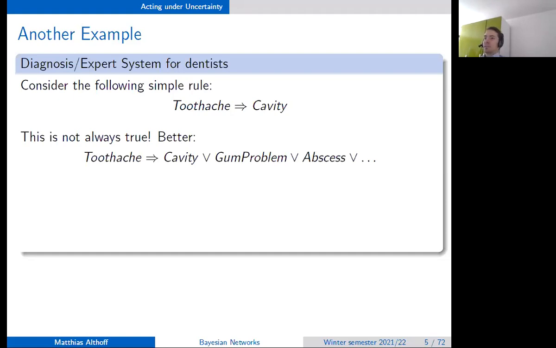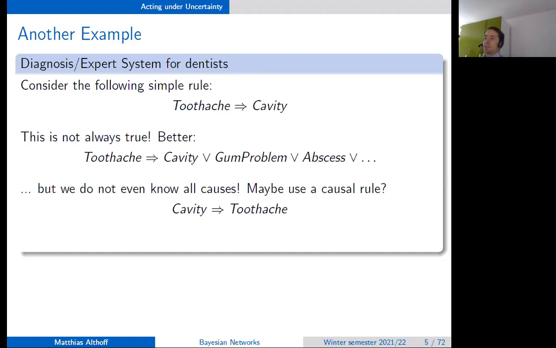So let's turn this around, right? So we could say, okay, cavity implies toothache. However, this is also not true in all cases, because there are people who have a cavity but no toothache. So you see the problem already if you would, for some cases, use logics.